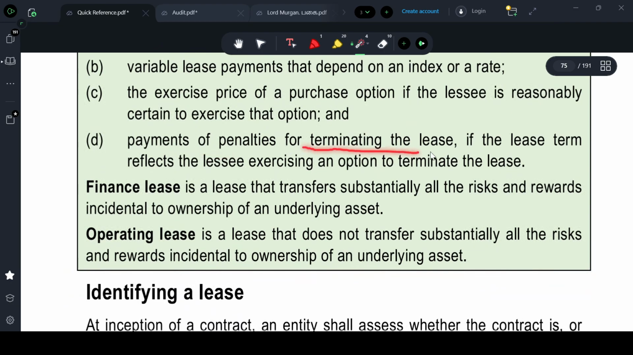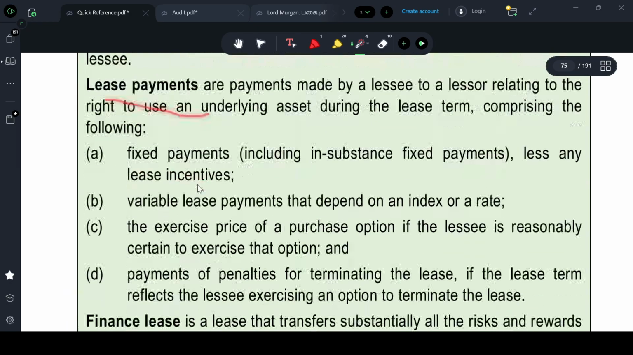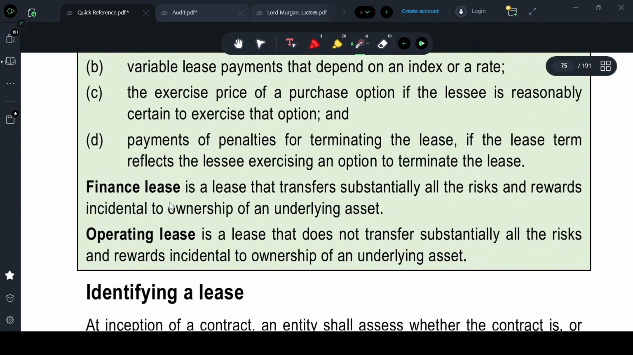Payment of penalties for terminating the lease, if the lease term reflects the lessee exercising an option to terminate the lease. Sir, you need to get this asset on lease for 12 months. If you want to terminate the lease in the fifth or sixth month, you need to pay this much amount as a penalty to close this lease. Unless you want to continue for 12 months, the payment is this much. If you pay the penalty, that is also considered as lease payment. There is no other separate penalty.